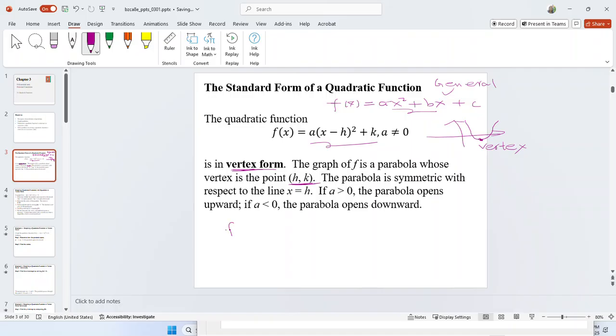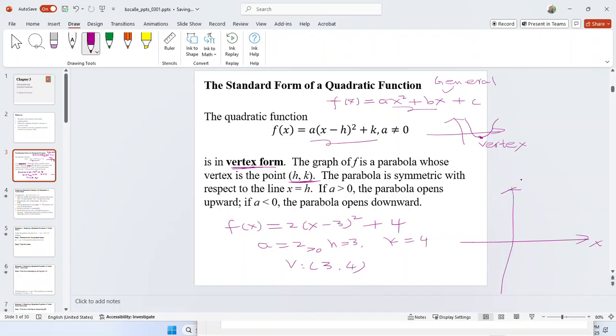So what does that mean? If I have f of x equals 2 times (x minus 3) squared plus 4, I will know my a here is equal to 2, my h is equal to 3, and my k is equal to 4. So my vertex is (h, k), which is (3, 4). And a is 2, which is greater than 0, so this quadratic is facing up.